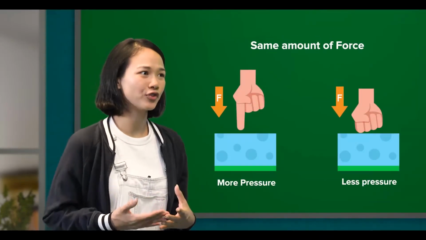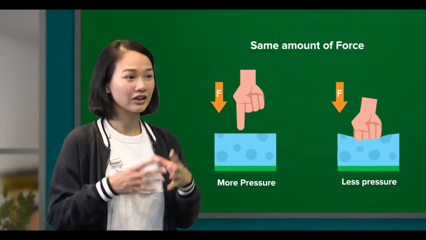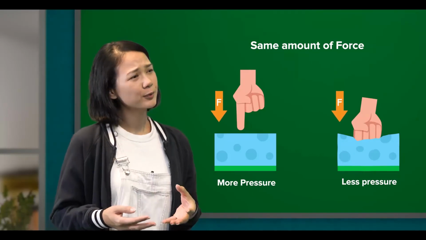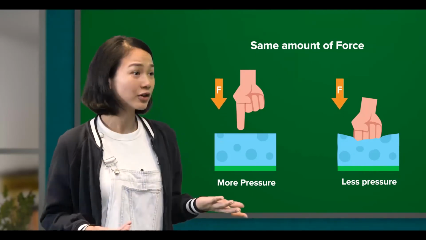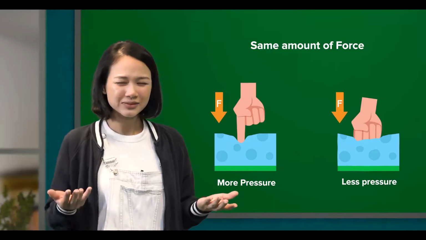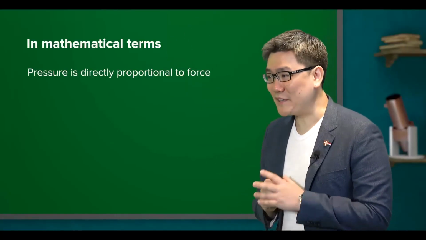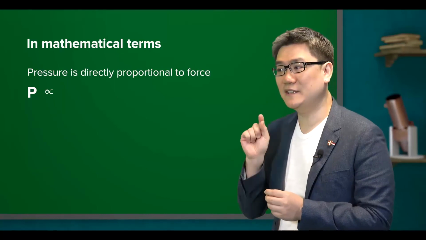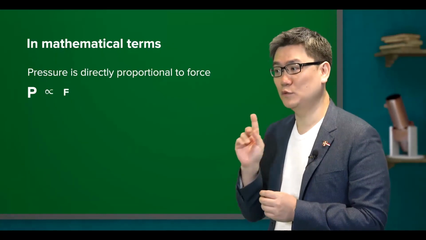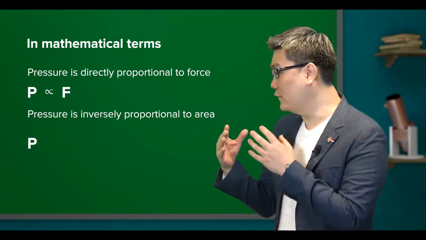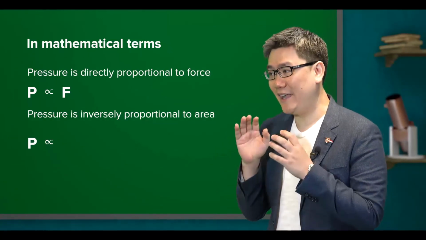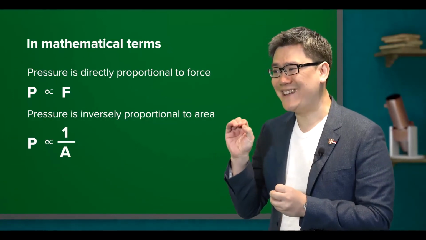Okay. So for the same amount of force, if I exert it over a large surface area, then the pressure would be much less when compared to exerting it over a small surface area. You are absolutely right. In mathematical terms, pressure is directly proportional to force, but inversely proportional to the area the force is acted upon.